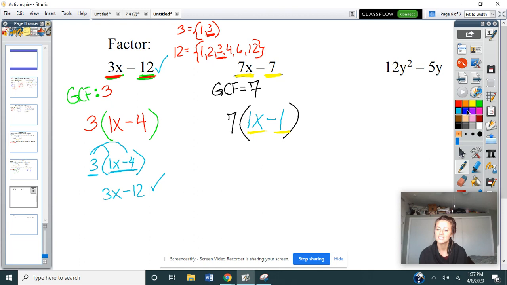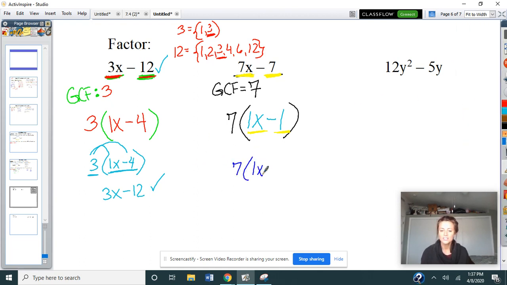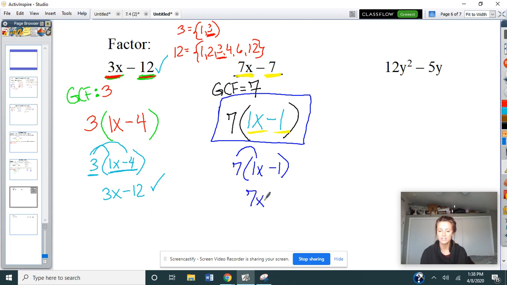I always do that. And then if you wanted to check your answer, this is our factored form. So this is our answer. It's now factored, which is a multiplication problem. If we want to check our answer, we would distribute. 7 times 1x is 7x. And 7 times negative 1 is negative 7. And this does match our original problem.